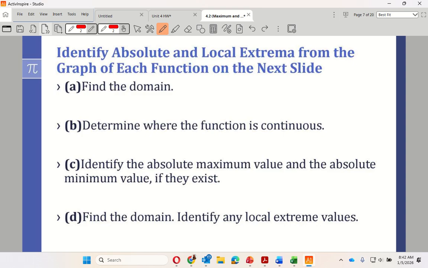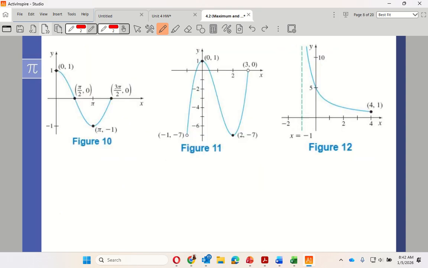Okay. Identify absolute and local extrema from the graph of each of the functions on the next slide. So A through D, you're going to do for each one of these right here.